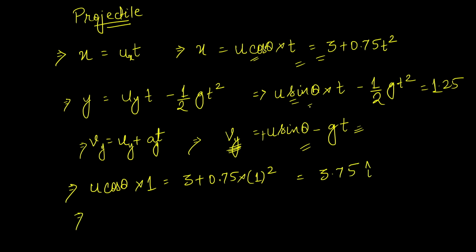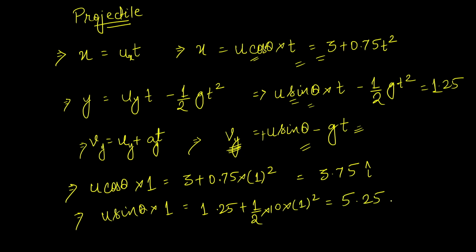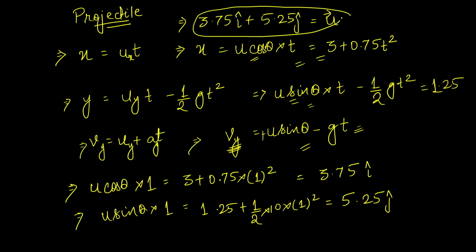Similarly for the y direction, u sine theta multiplied by 1 equals 1.25 plus half into 10 into 1 square, and from here it is 5.25 in the y direction, j cap. So the velocity is basically 3.75 i cap plus 5.25 j cap, that is the u vector. So this is the answer. Now let me move towards the next question.